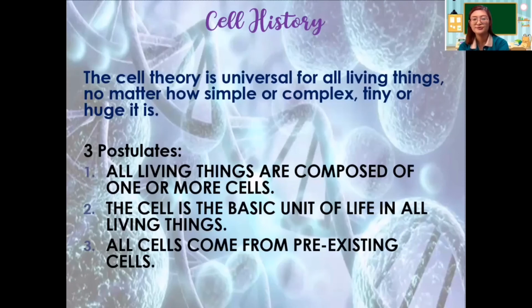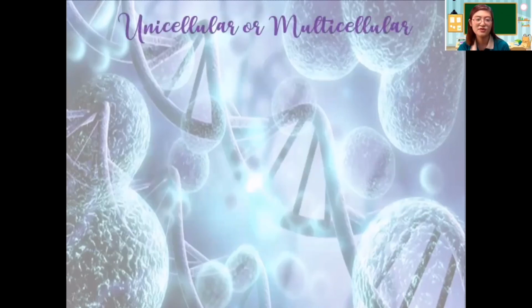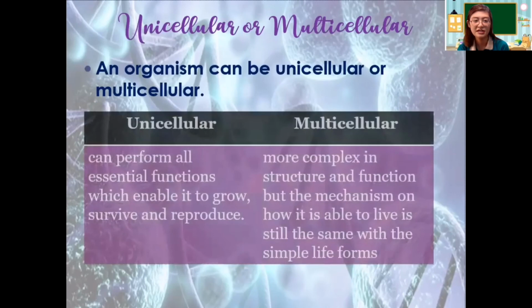So what does number 1 mean? We, as organisms, have different types of cells, right? So we are composed of 1 or more cells. We have skin cells, cardiac cells, muscle cells, liver cells, and so on. Remember that cells are the building blocks of the different organs and tissues that you know. Number 2, the cell is the basic unit of life in all living things. Number 3, all cells come from pre-existing cells. We'll discuss these further later on.